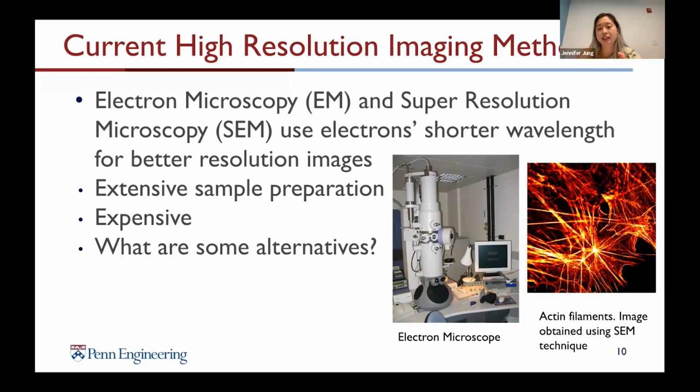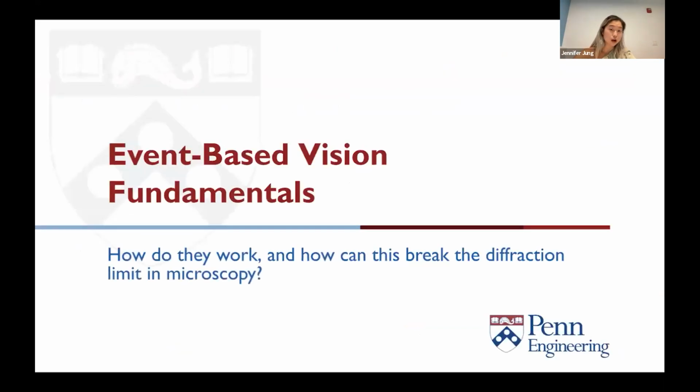First of all, they're incredibly expensive. You have to buy all this equipment. And you also require a lot of sample preparation, like slicing the sample to a certain thickness, or oftentimes you have to dye them to show fluorescence and stuff. So basically, we're looking for more applicable, cheaper alternatives to conventional microscopy and also to these high resolution imaging methods, which aren't always feasible. So this is where event-based vision comes into play.